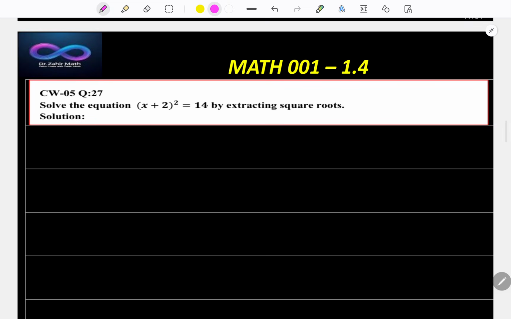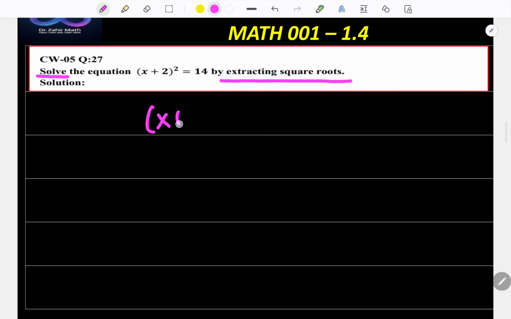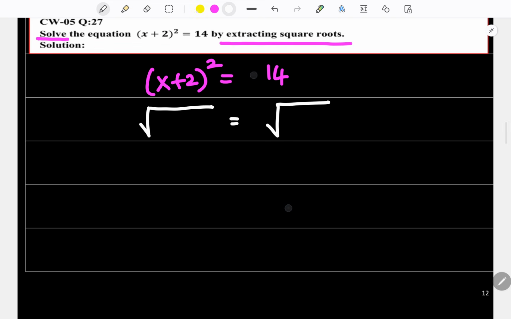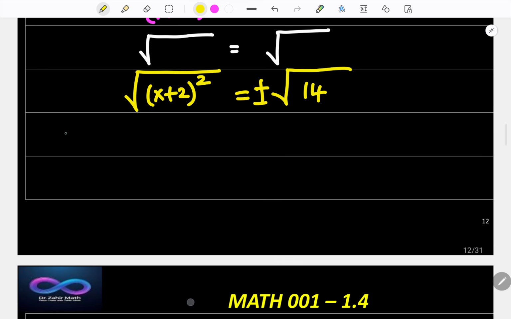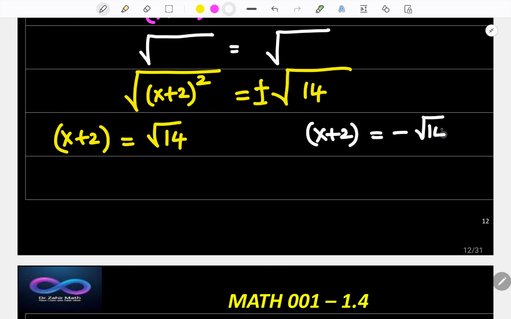Again, the same question. Extracting the square roots, you are going to solve the equation. Right. So x plus 2, the whole square, is equal to 14. So what I'm going to do is take square roots on both sides, right? So when I take square roots on both sides, the square root of x plus 2 the whole square is equal to the square root of 14. For the number, you're going to put plus or minus. Okay, right. So x plus 2 the whole square, the square root and square will go, and you will get the square root of 14. And on this side you will get x plus 2 is equal to negative square root of 14.